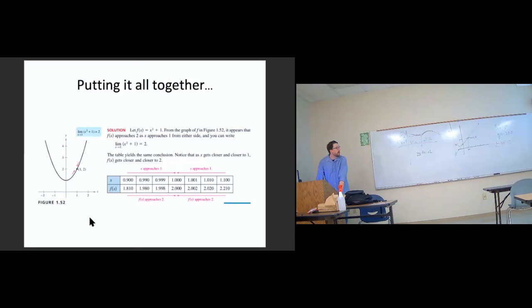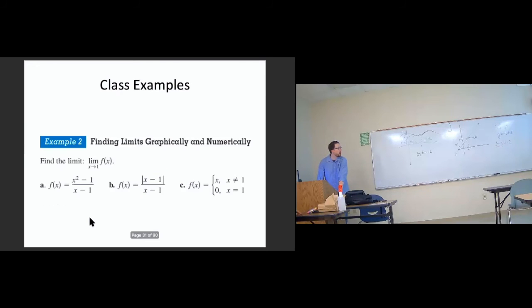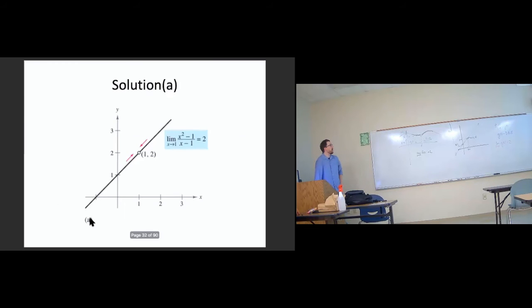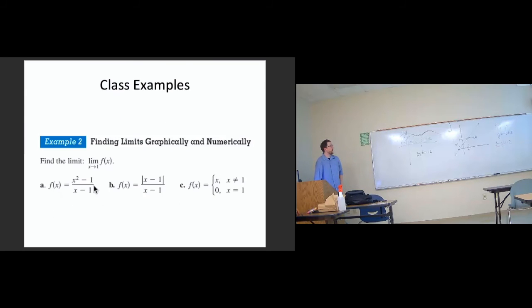So as x gets closer to 1, our function gets closer to 2, hence the limit is 2. So we could look at these now graphically. Notice this first example is what I've got up here on the board. Let's look at that really quick.